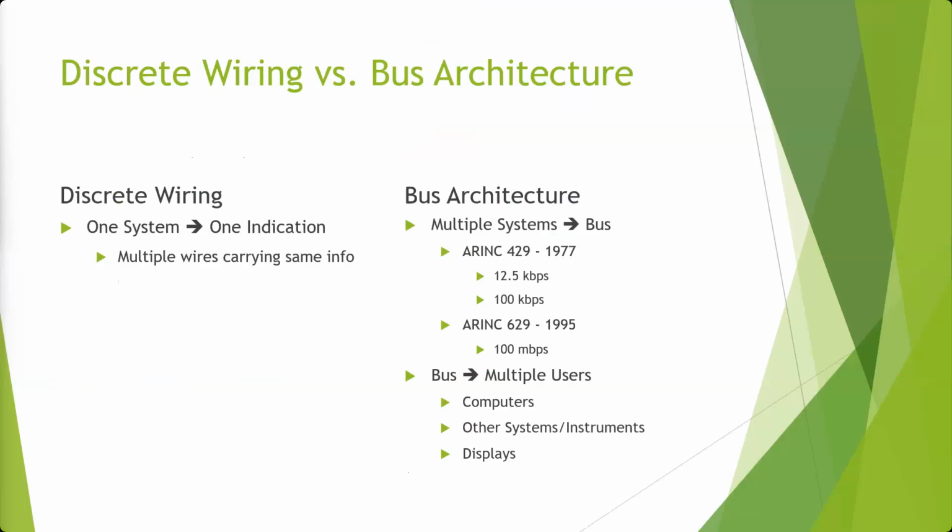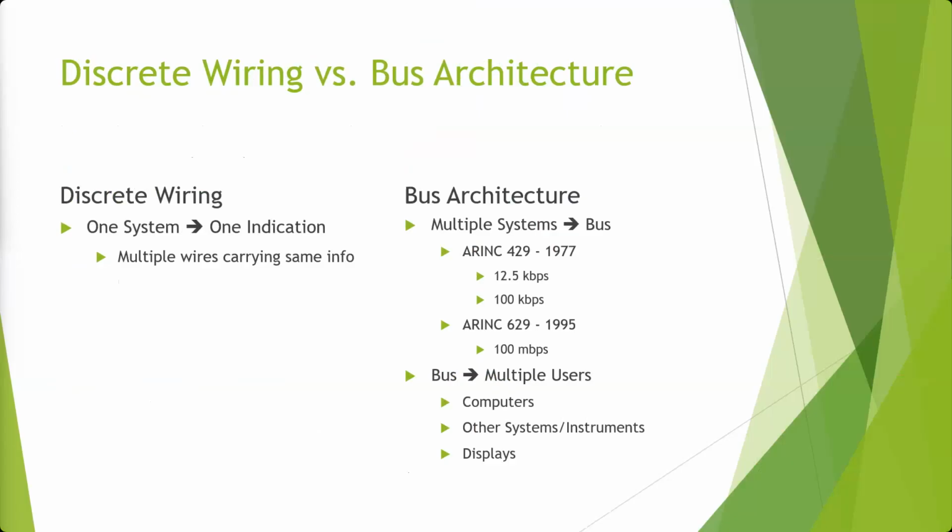But ARINC 429 was kind of the first, and it still is probably the most common by far, because we're not sending high def television over this. We're sending discrete numbers, right? What's the current altitude? 30,000 feet. That doesn't take a lot of data. It's not going to take long to transmit. So there's not a ton that needs super, super high speed buses. But we have exceeded the original speeds, so newer buses have come out.